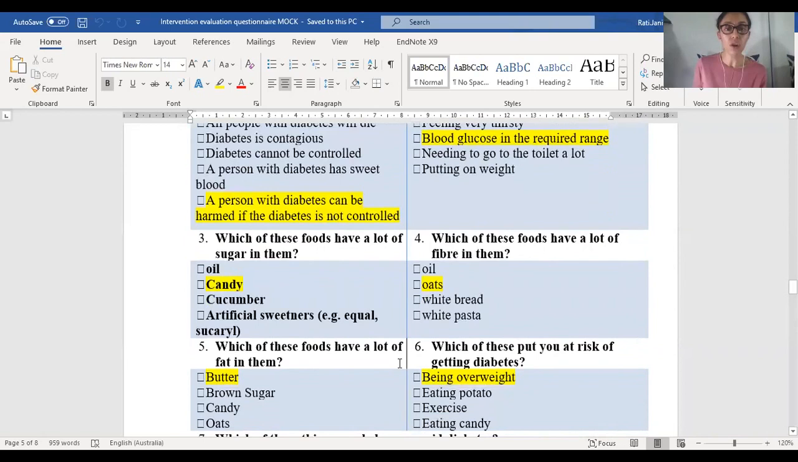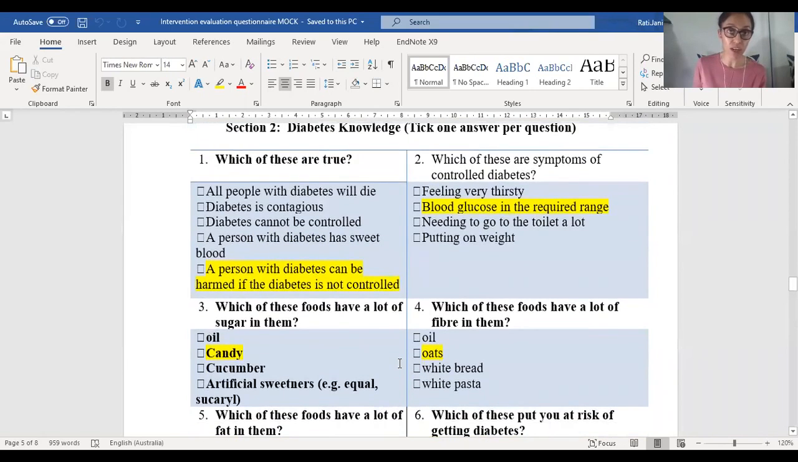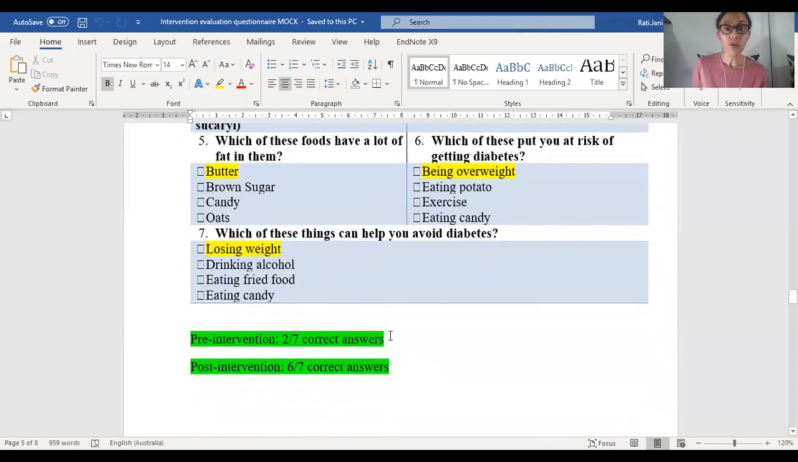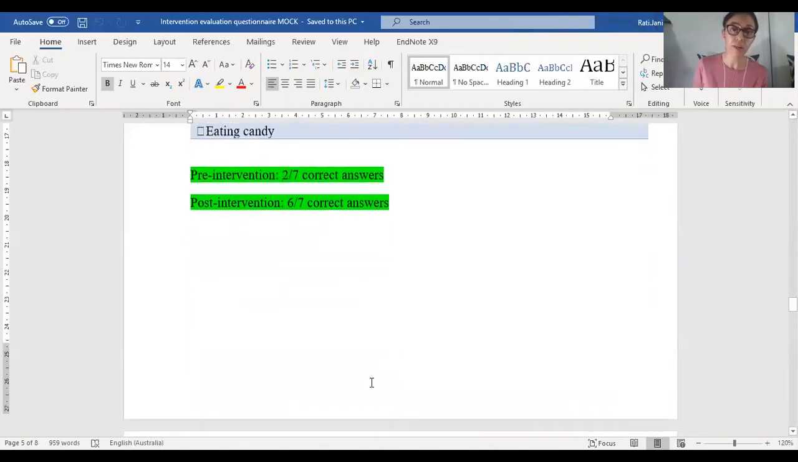Your section 2 is your true and false sort of questions where you just have one right answer among all of your options. So guys, at the end, the calculation for this is very easy. Pre-intervention, you may have me as a participant who had 2 out of 7 answers right. And post-intervention, after hearing your education session, and you guys were so amazing, I understood everything and I had 6 out of 7 options right. Okay. So this is very, very easy to calculate. Your pre-intervention data and post-intervention data for section 2 is just calculating numbers. It's super easy.